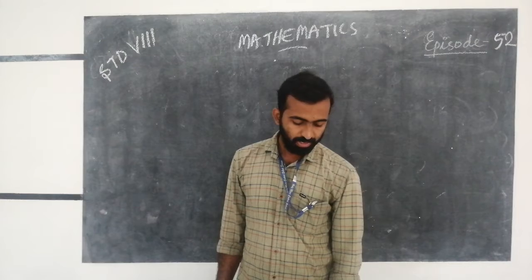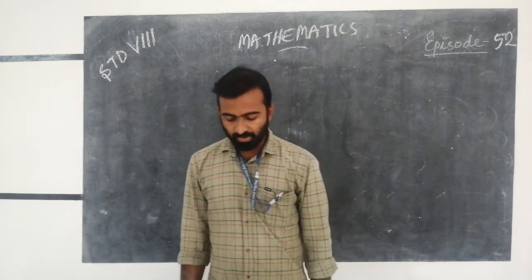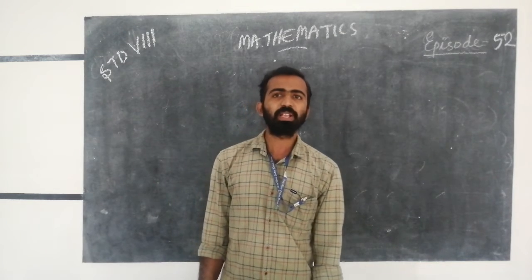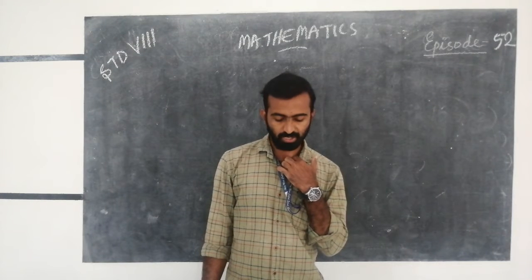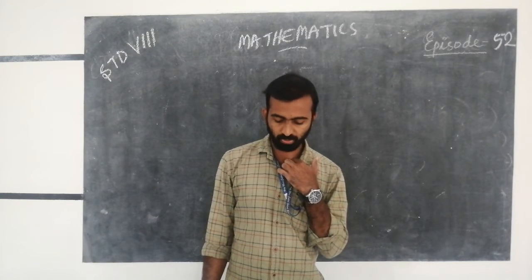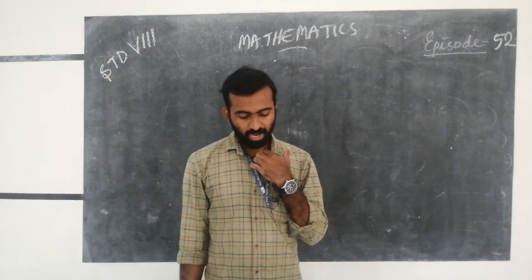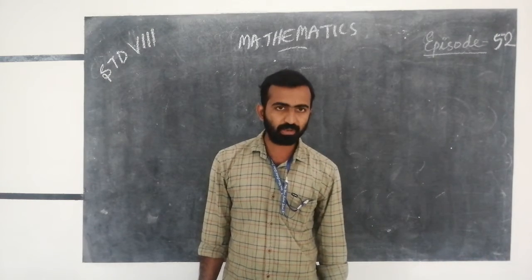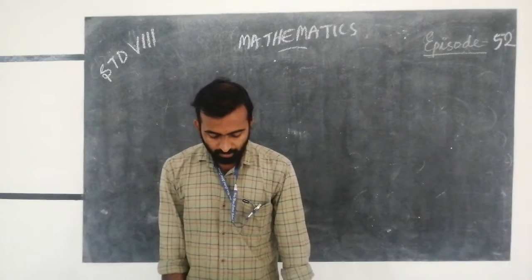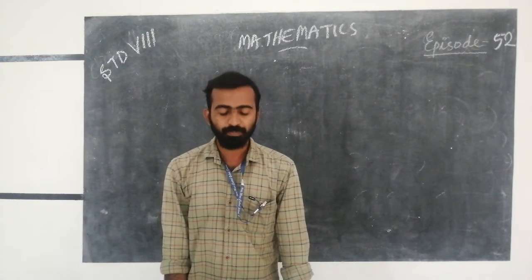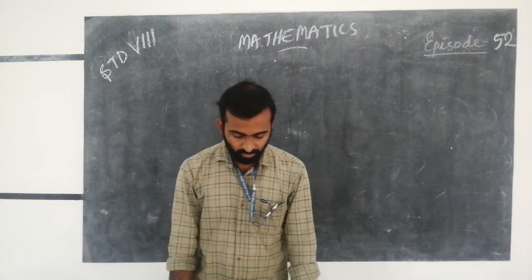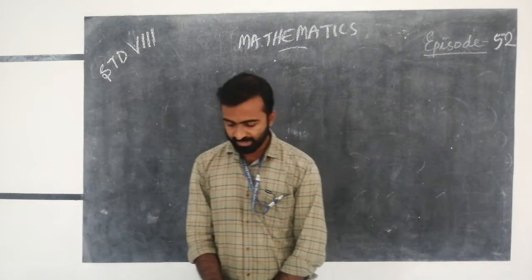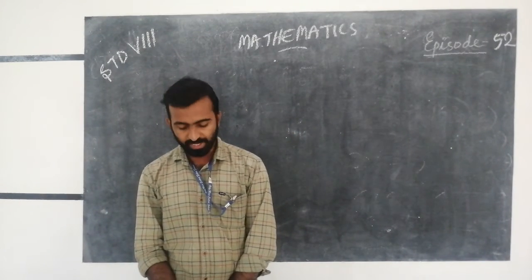First is the cuboid. A cuboid has faces 6, vertices 8, edges 12. Face plus vertex is 14, and edge plus 2 is also 14. Next, triangular pyramid. Its faces are 4, vertices are 4, edges are 6. Face plus vertex we get 8, and edge plus 2 we get 8.